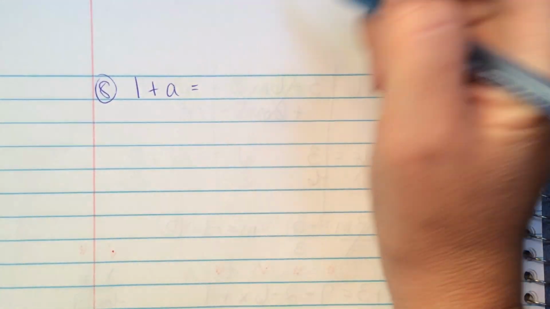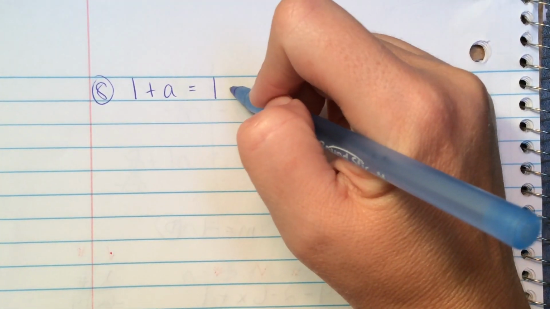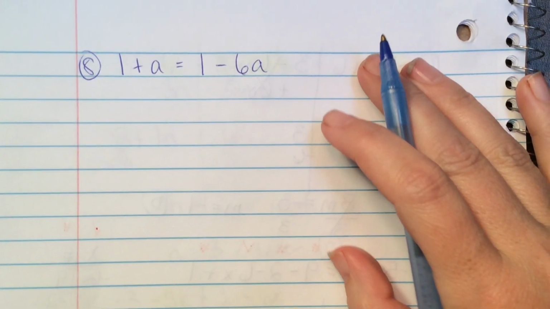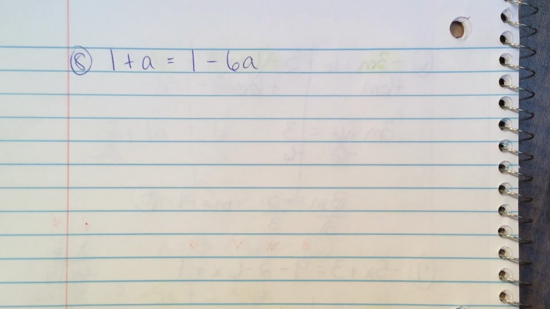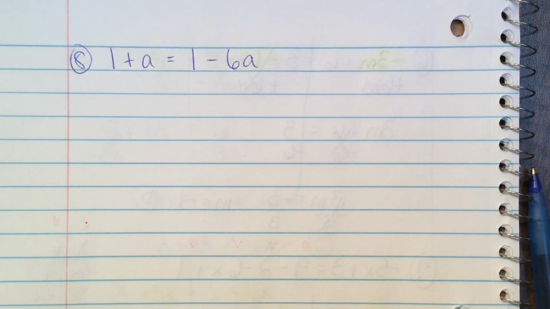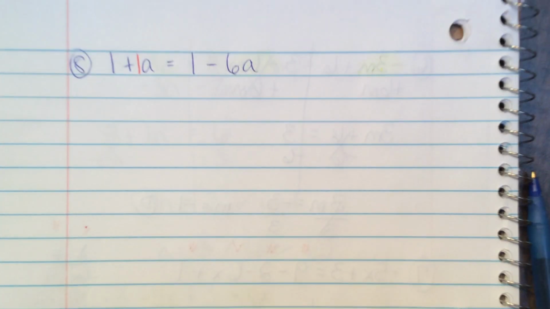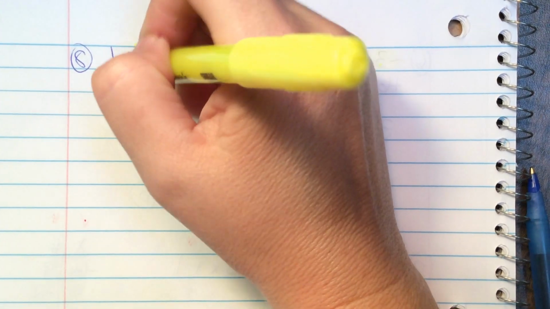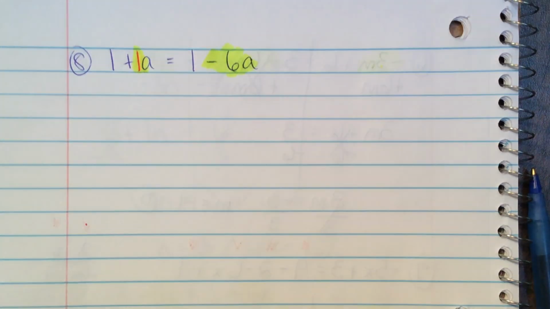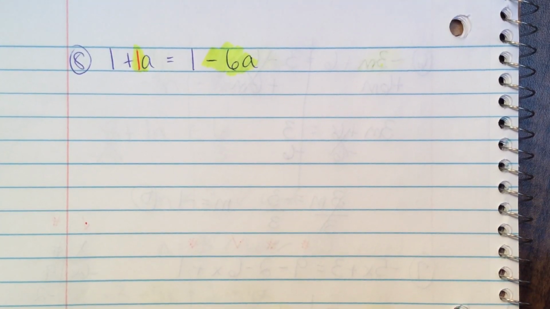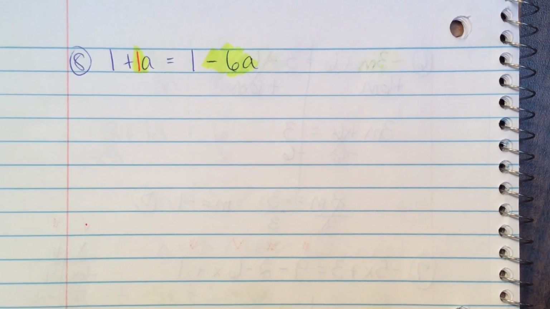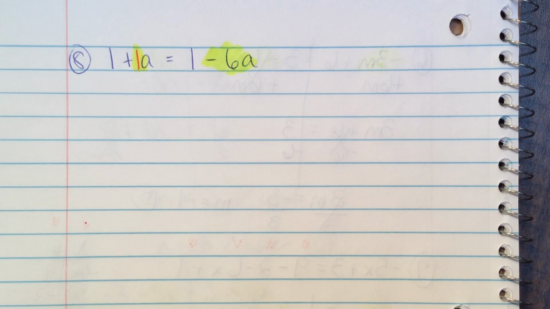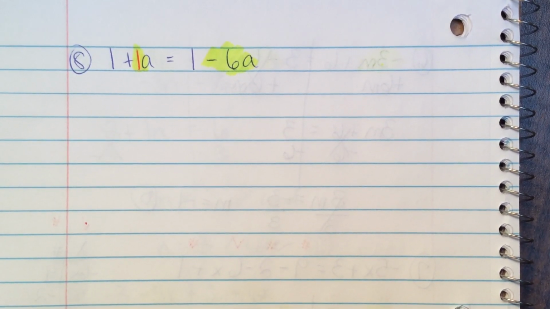1 plus a equals 1 minus 6a. This is a little weird. Let's fill in what they don't tell us, which is that it's 1a. So which one's smaller? Positive 1 or negative 6? Well, any negative number is smaller than any positive number.